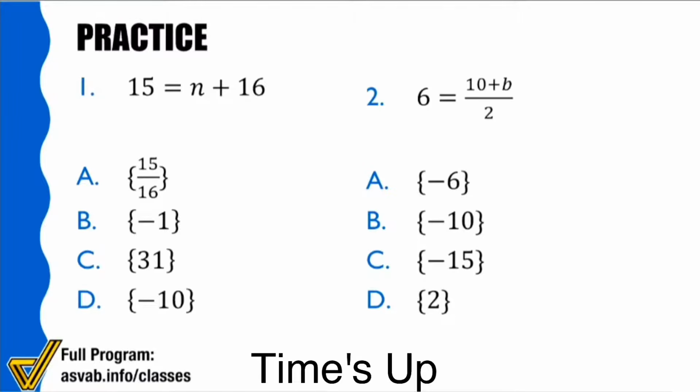And that is time, my math party people. So here are the answers, and we're going to move straight along into the next set. So for number 1, the answer is going to be B, -1. For number 2, the answer choice is going to be D, +2.